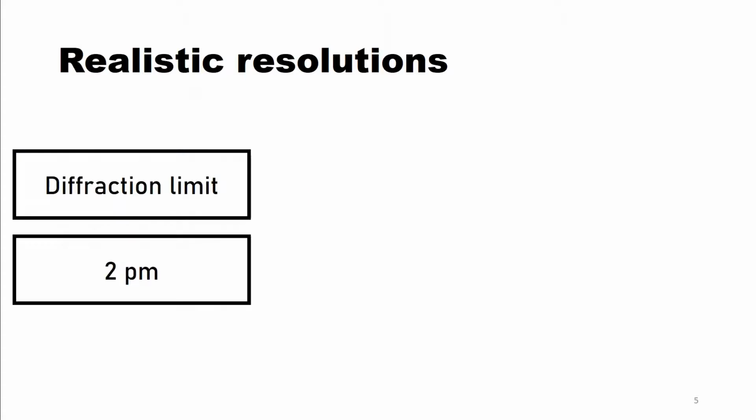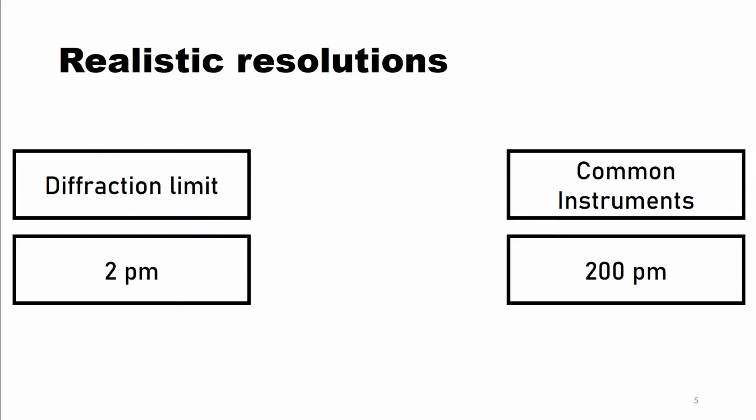Now we talked about the limits, but what does that actually mean for the resolution? The diffraction limit is 2 picometers. You can calculate that. But we have other issues we talked about, like aberration and small aperture angles. Therefore, the resolution limit of common instruments is around 200 picometers. That is about twice the distance of 2 atoms, so you can't use them to actually see single atoms.